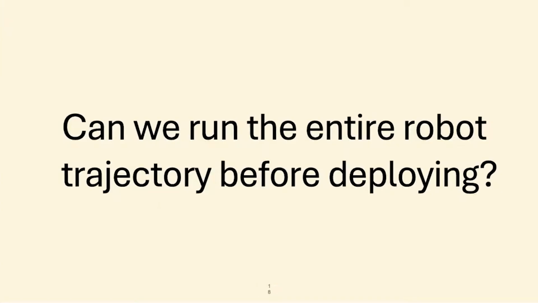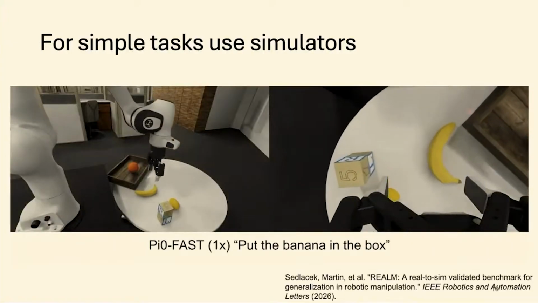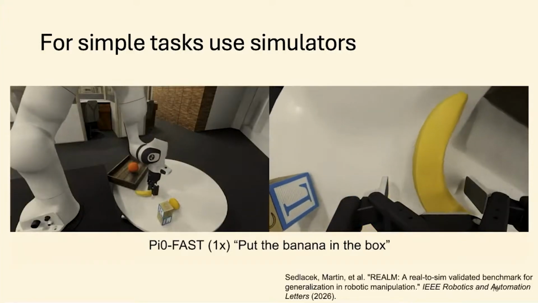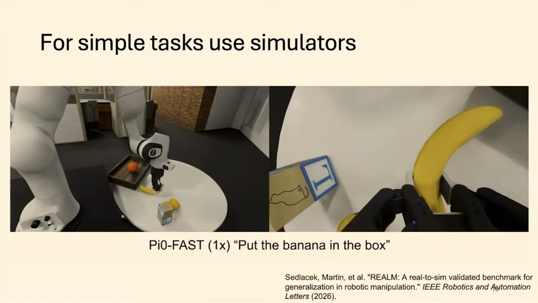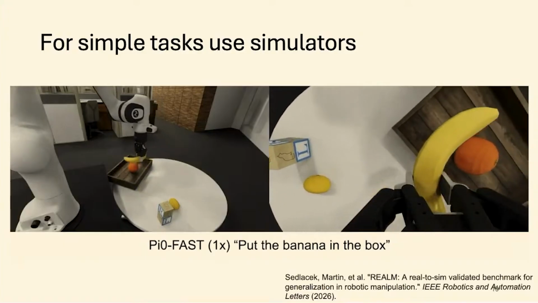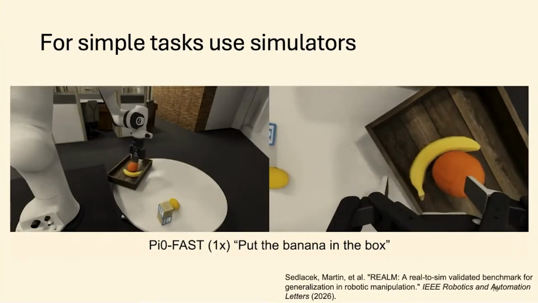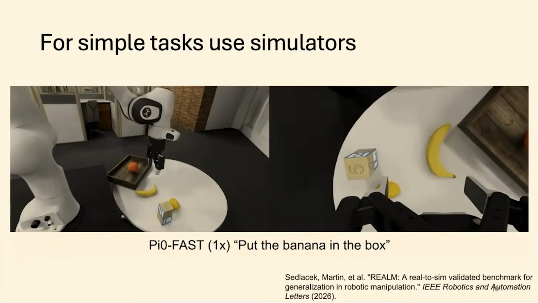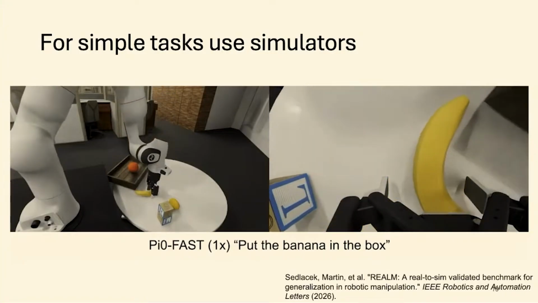So the question is, can we do this? Can we run this entire robot trajectory before deploying it? Can we test it on a digital setup? For simple tasks, we can use simulators. So this is like picking a banana and placing it in the box, which I think they work quite well, and simulators are quite good at replicating these kinds of things. But for the more complicated ones, we would need to use a world model.